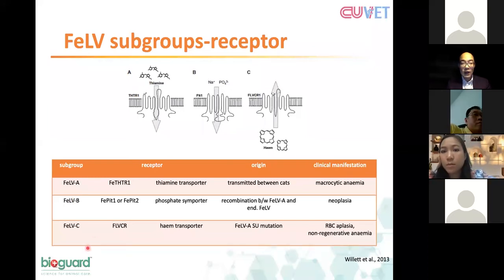Another subgroup of FeLV, FeLV-C, arises from de novo mutation inside the cat of the FeLV-A surface glycoprotein, switching from thiamine transporter to heme transporter, which is very essential for erythroid progenitors. And that's why FeLV-C is always associated with red blood cell aplasia and non-regenerative anemia. But FeLV-C is rarely found, in only about 5% of FeLV-infected cats. The dominant subgroup of FeLV is FeLV-A.